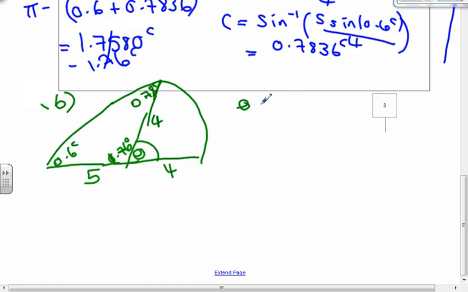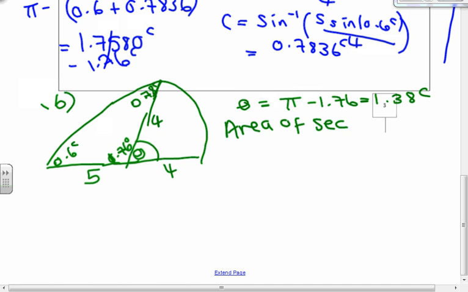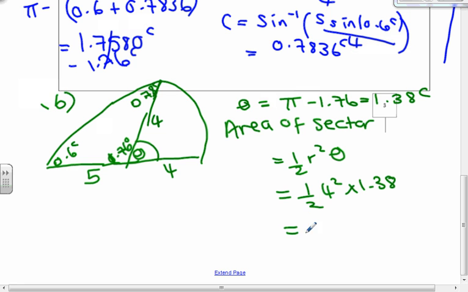So theta will be equal to, again, remembering that pi is equal to 180 degrees, pi minus 1.76, which gives us an answer of 1.38 radians. So the area of the sector, which is equal to a half r squared theta, would be equal to a half of 4 squared times 1.38. Typing that into your calculator gives you an answer of 11.053 centimetres squared. So we've got the area of our sector.